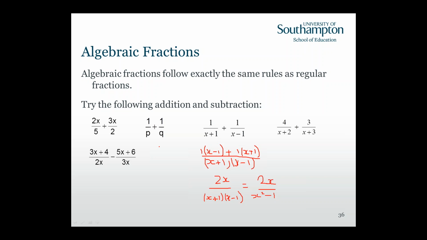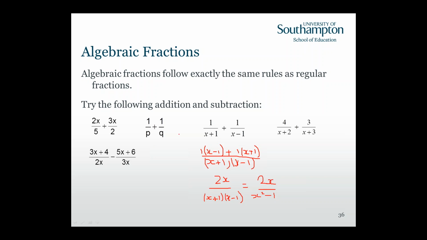Sam, is your hand up to say that you've done it? Or another question? Yeah, it is. Okay, so what did you get for the first one? Where did you start? The common denominator made 10, so I got 4x plus 15x, which was simplified to 19x over 10. Yeah, makes sense.